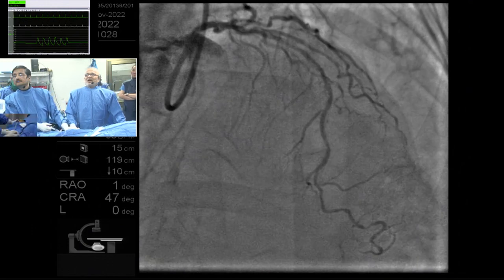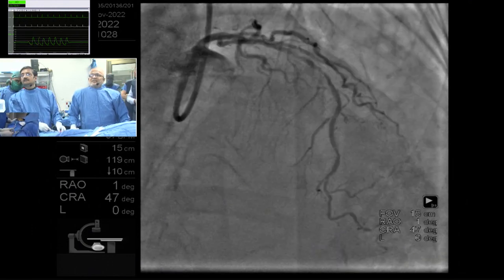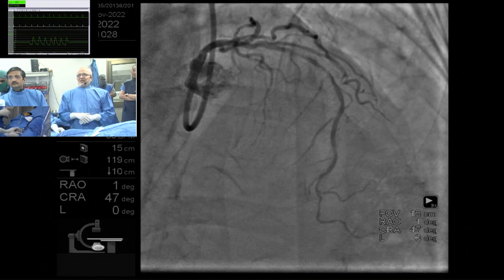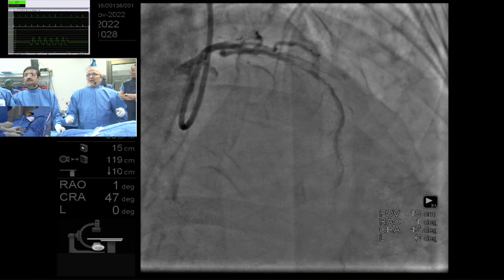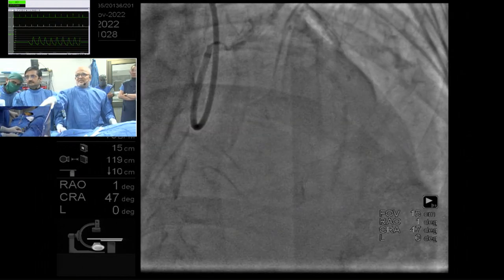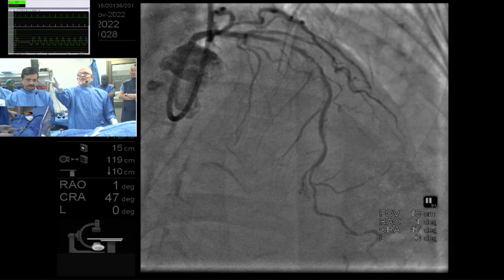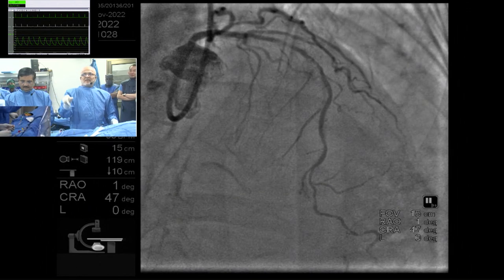Heavy calcium, I think you guys agree. My plan will be to rotablate. I am not going to touch a very distal lesion, no way. I am going to touch only the required area.